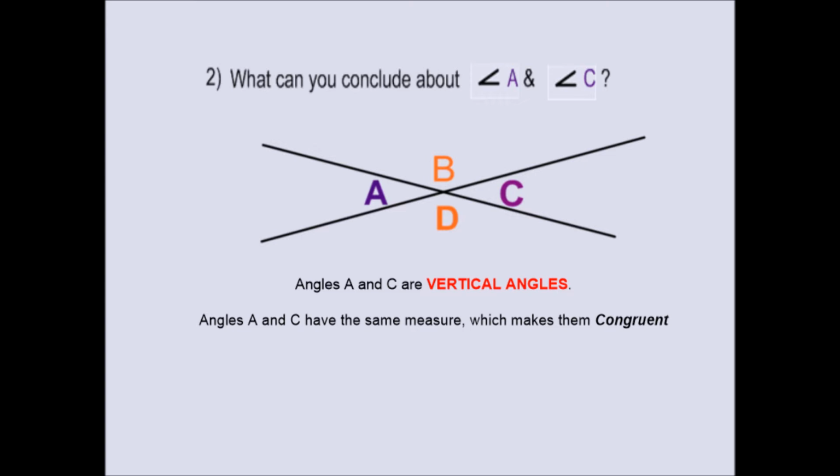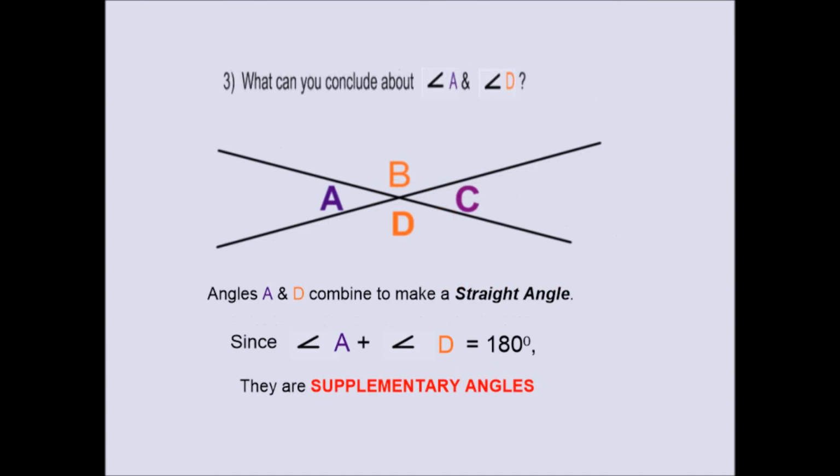In question 2, what can you conclude about angles A and C? We see that A and C are across from each other. Those angles are vertical angles, so their measures are the same. They are congruent. And in question 3, what can you conclude about angles A and D? We see that they again combine to form a straight angle. They also add to 180 degrees, making them supplementary.